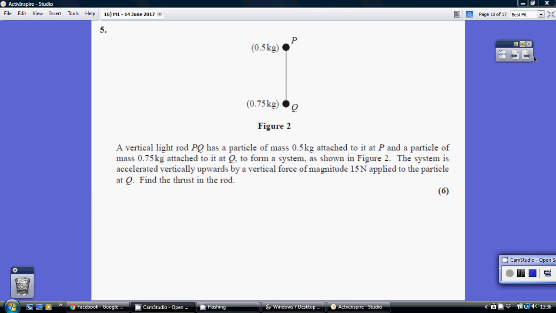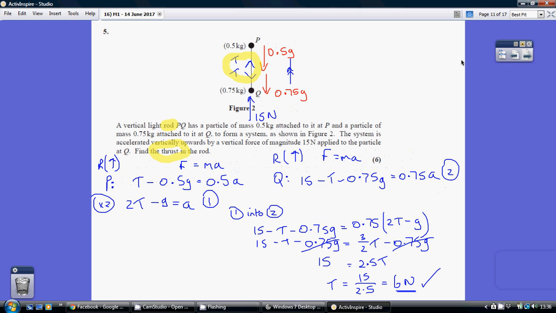Question 5. So I've added all the various forces to the diagram. So we've obviously got the weight of particle P being 0.5 g, the weight of particle Q being 0.75 g, and we're told that we've got a vertical force of 15 newtons upwards. So there's my 15 newtons, and I'm told that we're accelerating upwards.